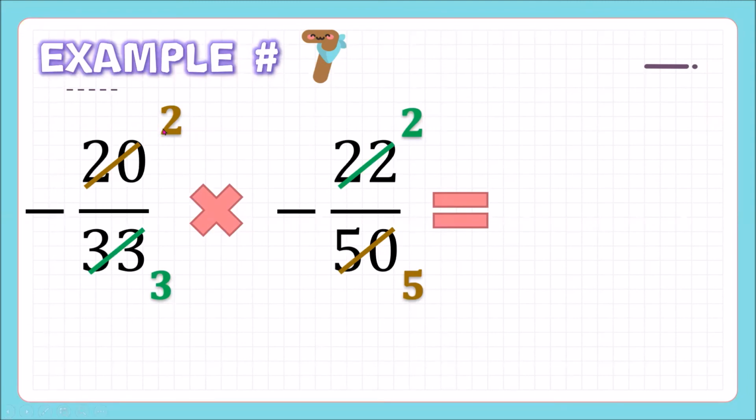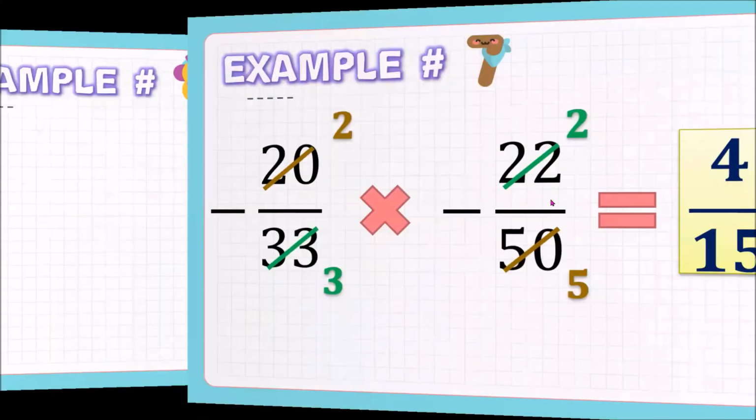So we have now 2 times 2, 4. So take note, negative times negative, positive. So our answer will be positive. So 2 times 2, we have 4. And then 3 times 5, we have 15. So we have 4 over 15.